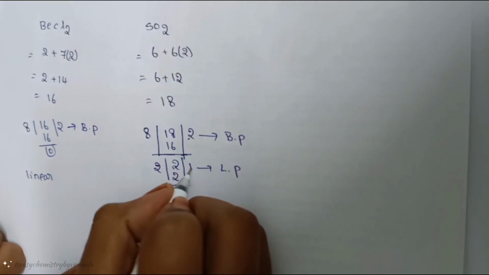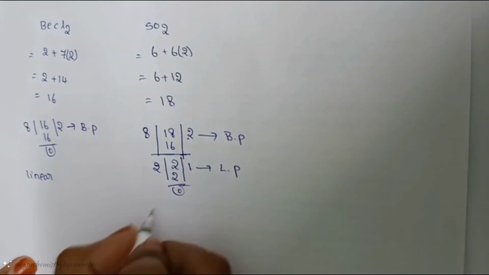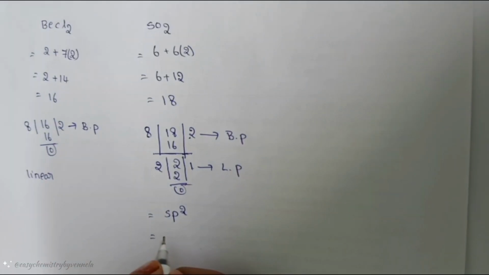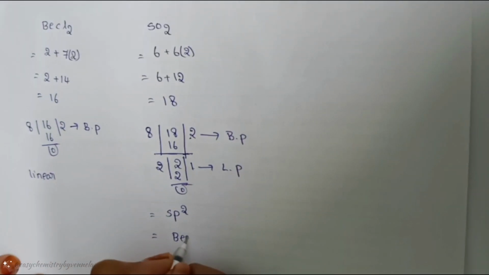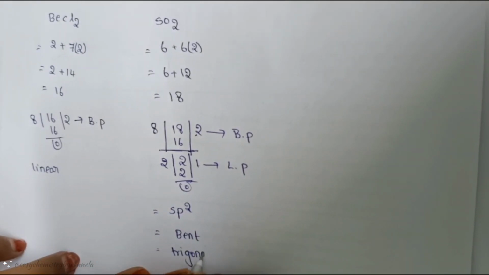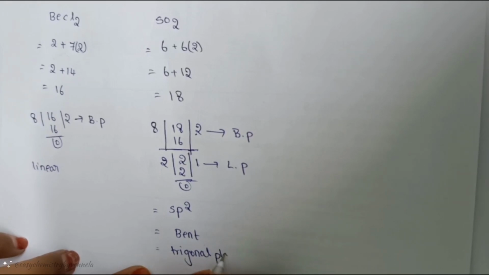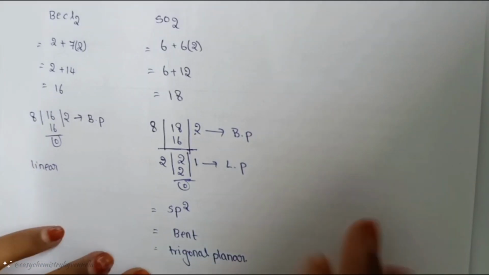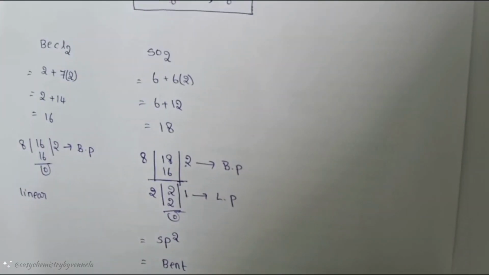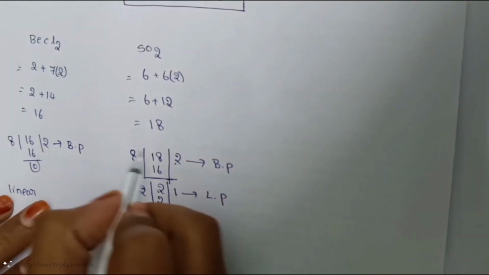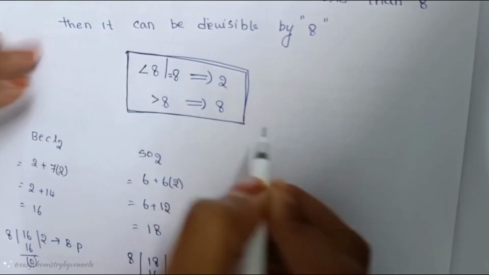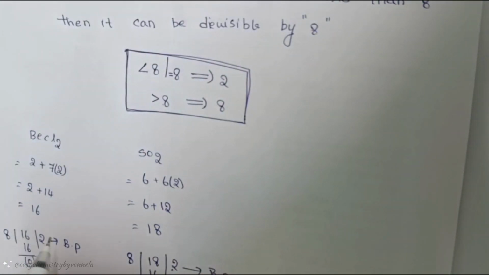Then what is the hybridization? sp2. What is the shape? Bent shape. Geometry is trigonal planar. I think now you understand clearly how to find hybridization, geometry, and shape with a single trick. I hope you understand, but I am giving some more examples, then you can understand clearly.